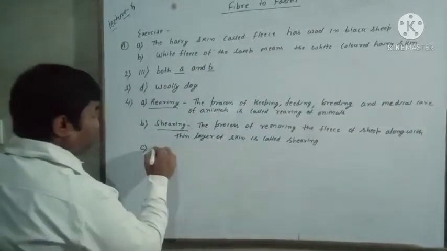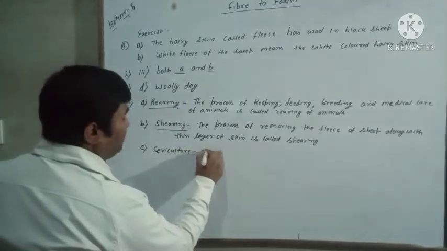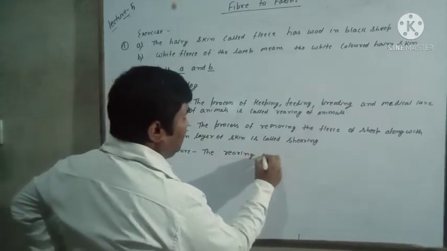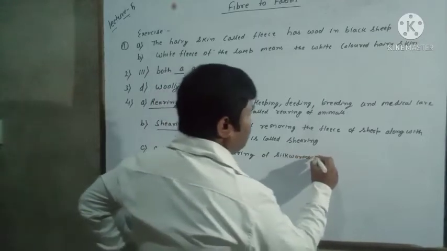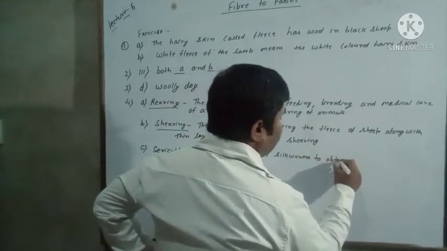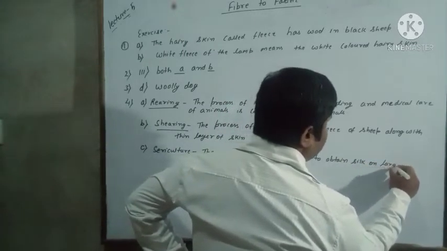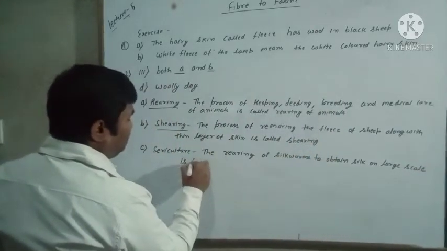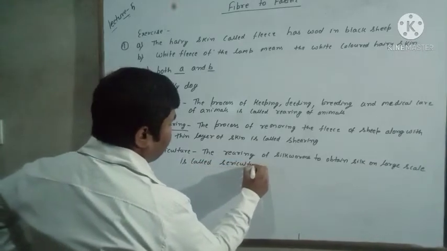C. Next is sericulture. Sericulture, the rearing of silkworms to obtain silk on a large scale is called sericulture.